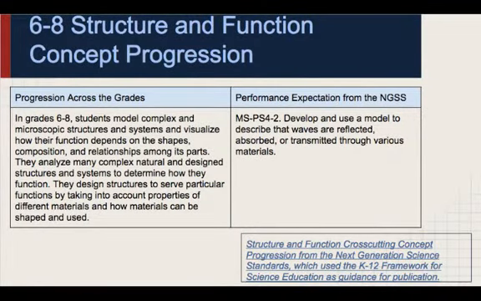In grades 6 through 8, students model complex and microscopic structures and systems and visualize how their function depends on their shapes, composition, and relationships among its parts. They analyze many complex natural and design structures and systems to determine how they function. They design structures to serve particular functions by taking into account properties of different materials and how materials can be shaped and used. Develop and use a model to describe that waves are reflected, absorbed, or transmitted through various materials. The big ideas here are complex and microscopic structures, material and shape of structures.